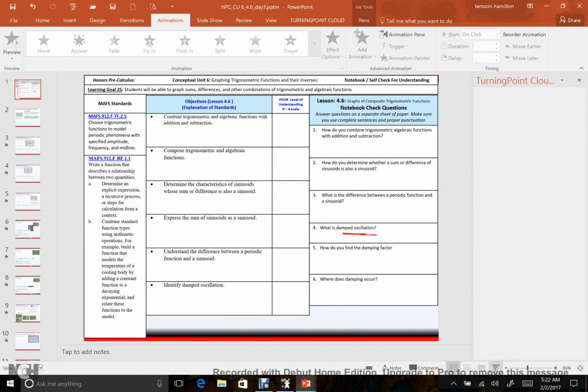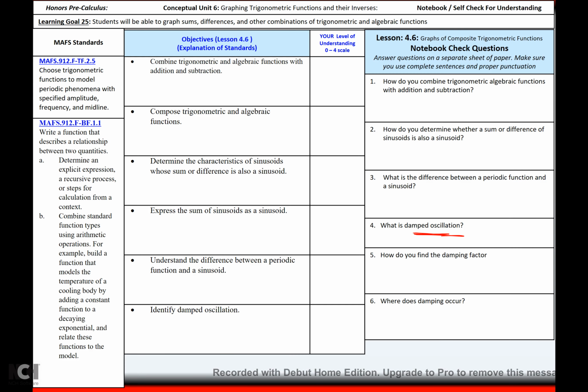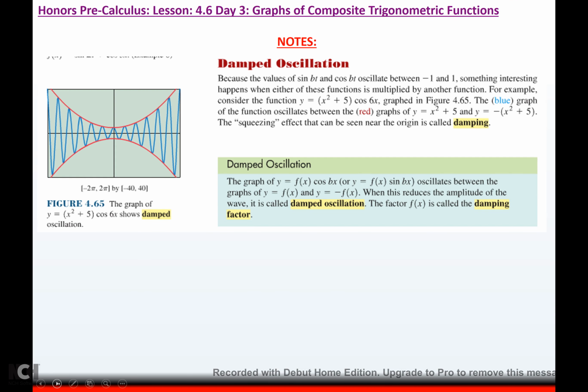Going to continue talking about graphs of trigonometric functions, and today we're going to be talking about damped oscillation. Damped oscillation looks like this: when the waves start getting really small and either continue getting really small or get small and then get big again.